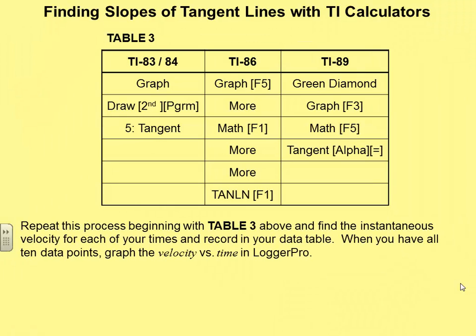Now, once you get this one, you just need to do it again and again, 10 more times. And you do have to punch in these buttons again. The calculator won't remember what you want to do. You have to tell it what you want to do and then type in the next time. Let it draw the new tangent line, and then it will tell you the slope of the tangent line, or the instantaneous velocity, for you to record.